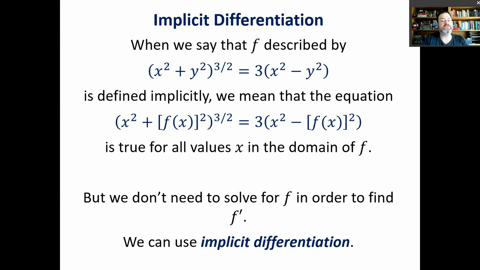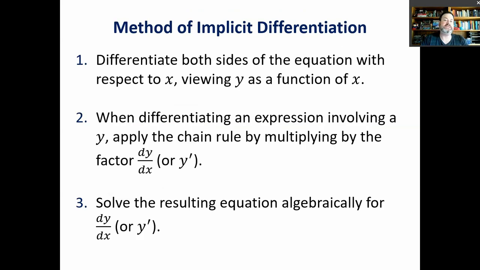So it turns out we don't need to solve for f in order to find f prime. We're going to use implicit differentiation. And it's actually a really easy technique. It looks hard because these formulas look really weird and you haven't seen anything like this before. But it's actually an easy technique. So there's only three parts to it.